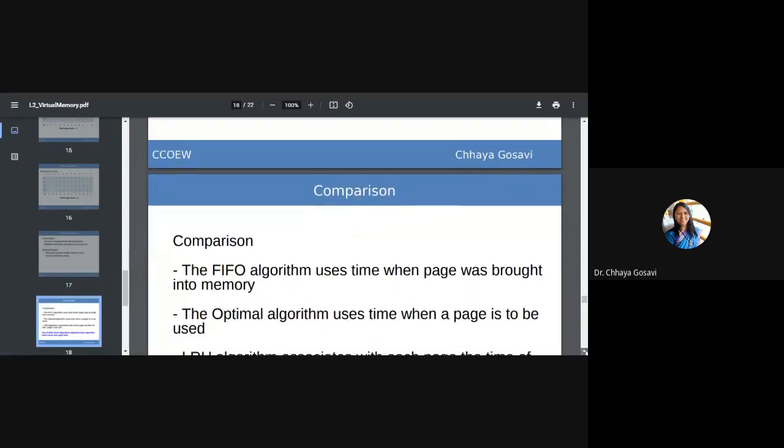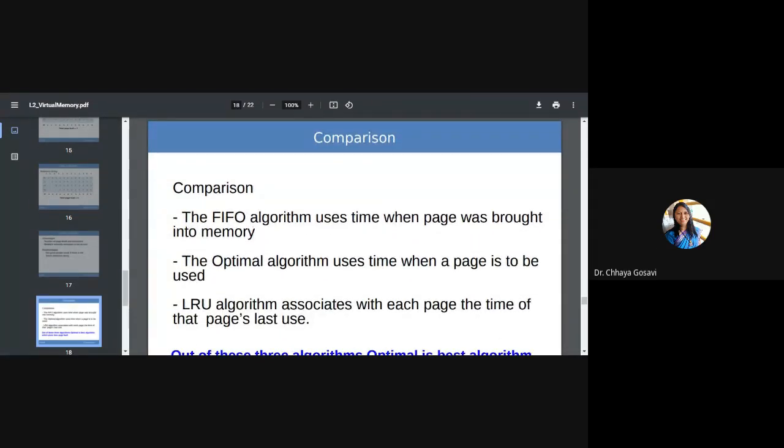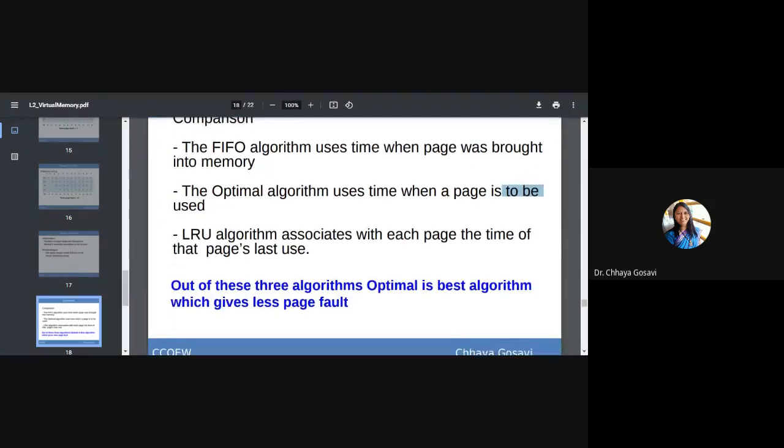So we can compare these algorithms. FIFO algorithm uses the time when the page was brought into main memory. So it depends upon the sequence in which these pages enter into main memory. Optimal algorithm uses the time when the page is to be used in future. And LRU associates with each page the time it was last used, meaning in history when that page was last used.